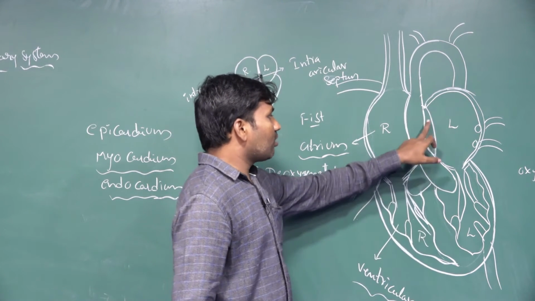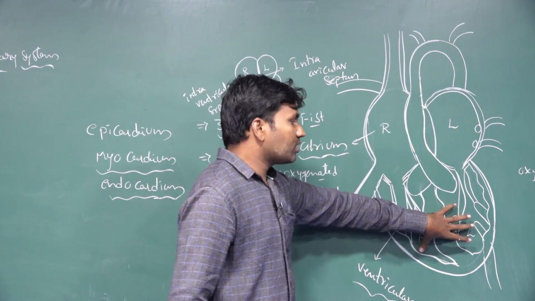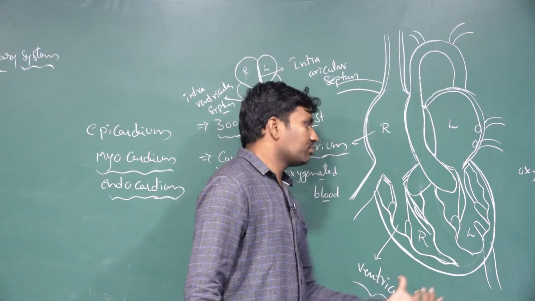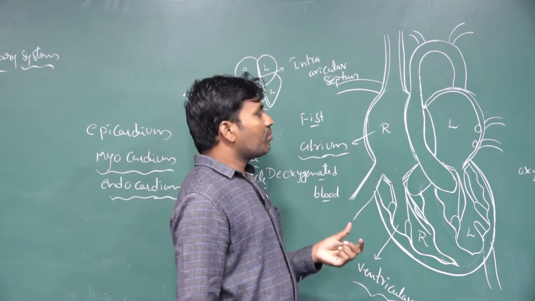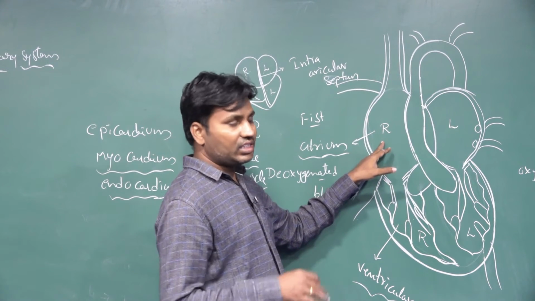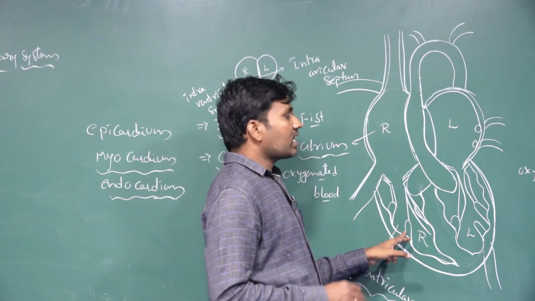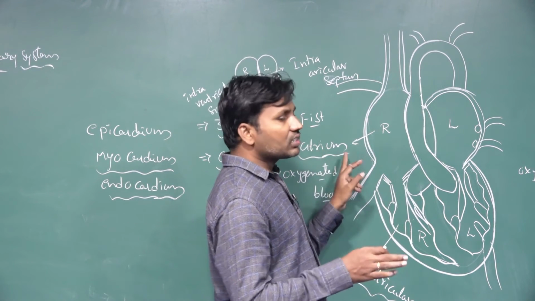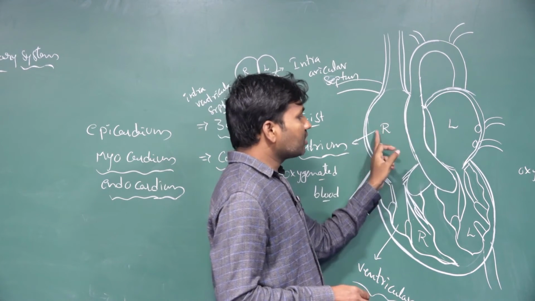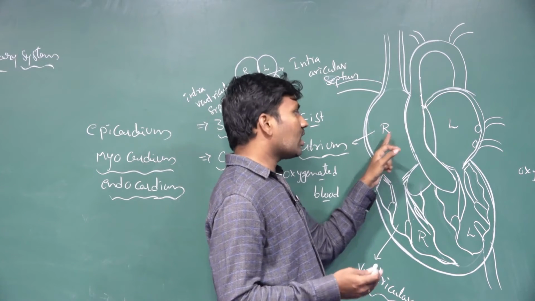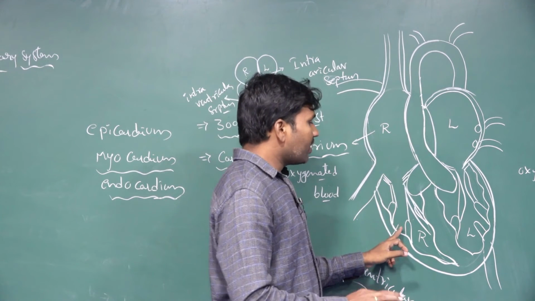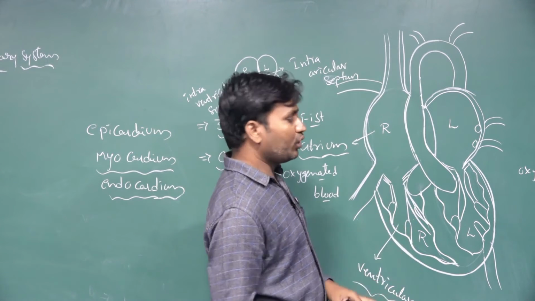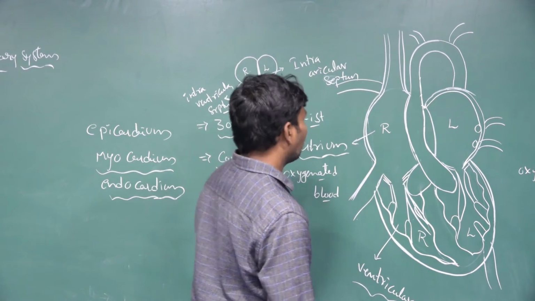Compared to the atria, the ventricular chambers are thicker and their walls are thicker, because the atrial chambers act as collecting chambers while the ventricular chambers act as distributing chambers. The atrial chambers, right or left, collect blood from different parts of the body, and the ventricles, right or left, distribute the blood to different parts of the body.